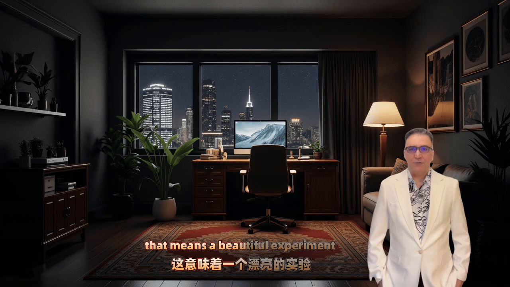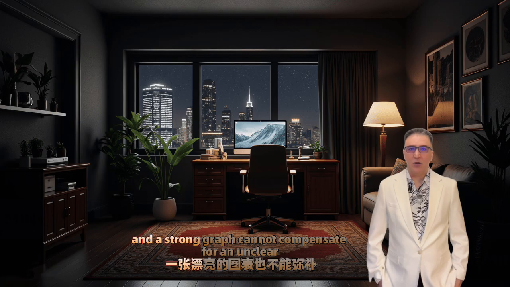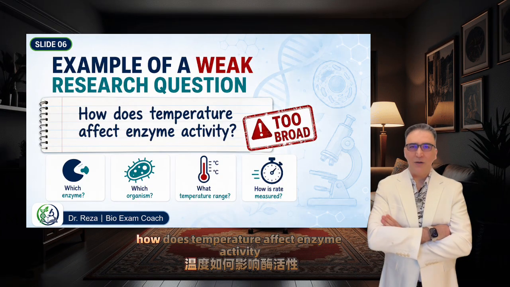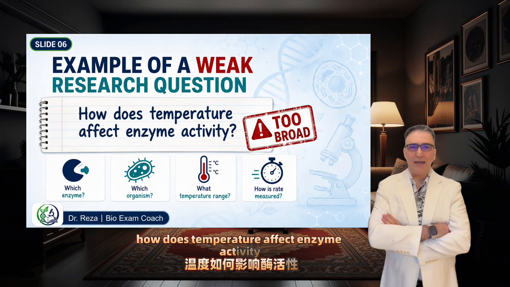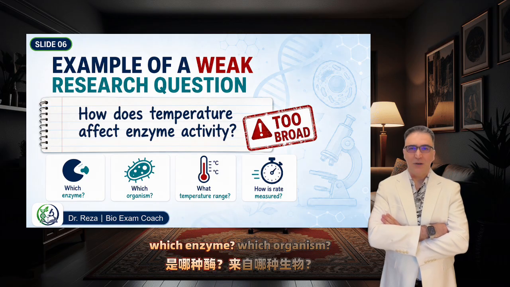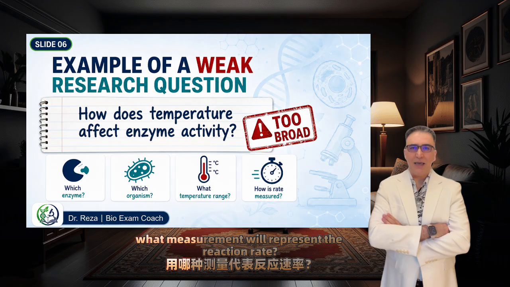That means a beautiful experiment cannot compensate for weak analysis, and a strong graph cannot compensate for an unclear research question. Mistake number 1 is using a research question that is too broad. For example, how does temperature affect enzyme activity? This sounds scientific, but important information is missing. Which enzyme? Which organism? What temperature range? What measurement will represent the reaction rate?